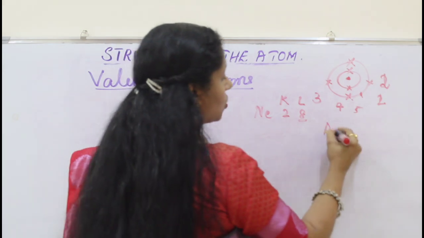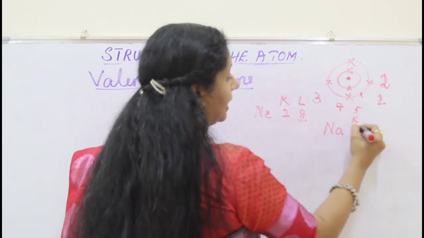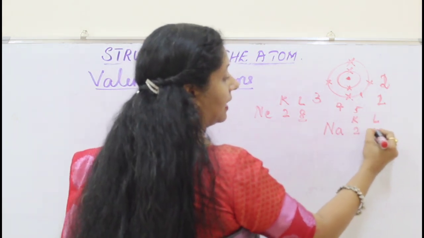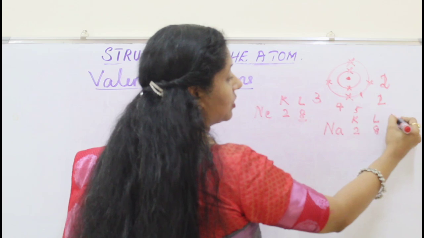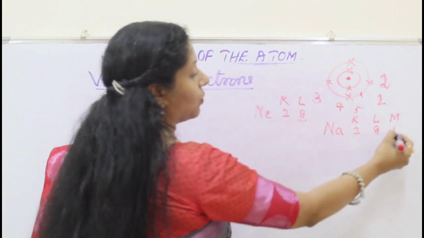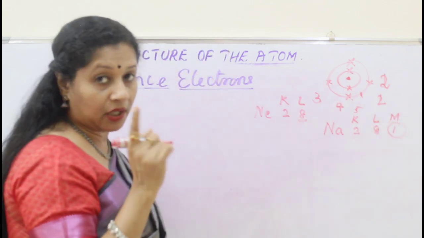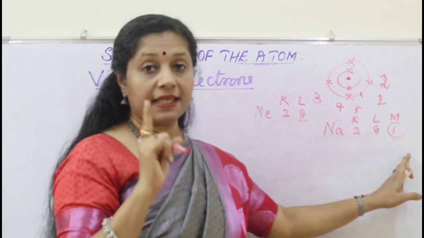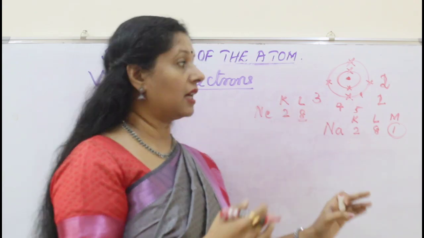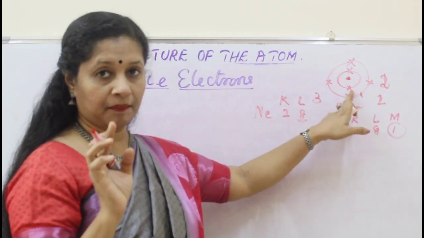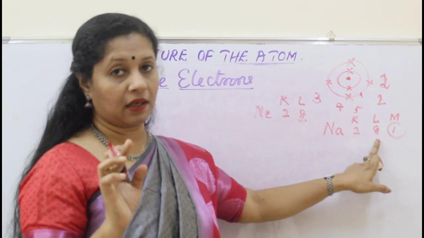When it came to sodium, it had 2 in the K shell. In the L shell, how many were there? 8. And in the M shell, it was only 1. So what is the valence electron? 1, not 11, but it is 1. Outermost, what is there? So hydrogen also had 1. Sodium also has 1. Understood?